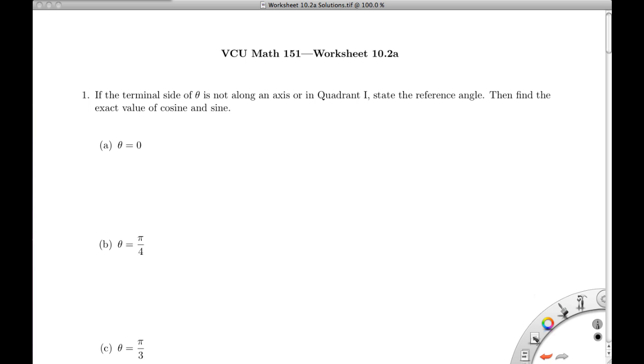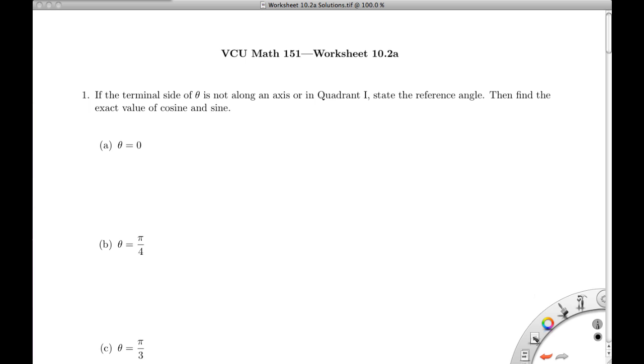We're asked to consider theta equals 0 and determine the reference angle of an angle as long as it's not already a quadrant 1 angle or on some axis. Then based on that we can find the cosine and the sine of that particular angle.